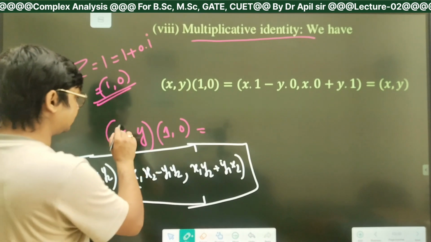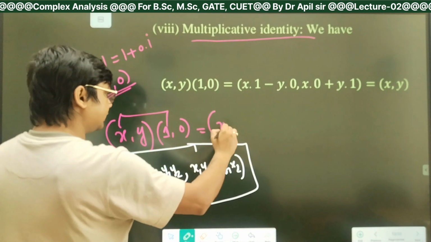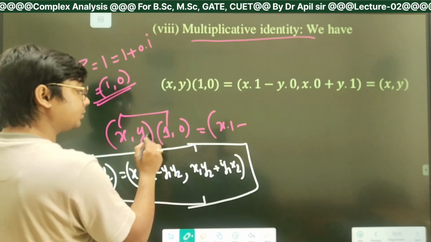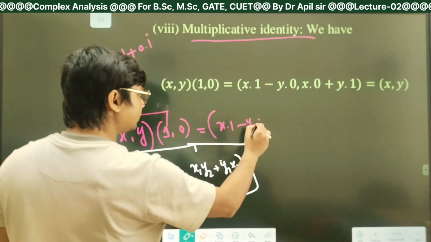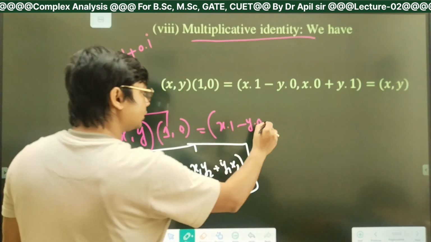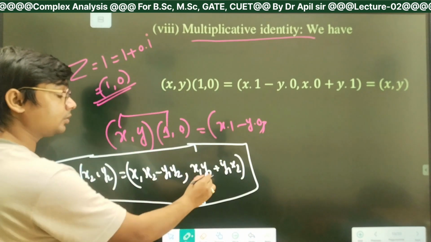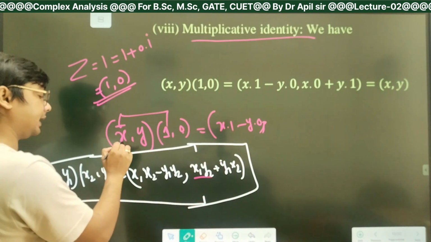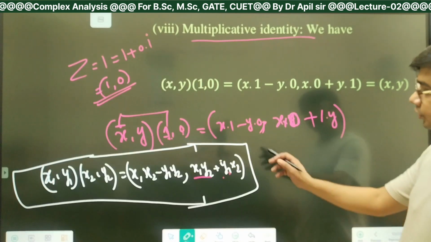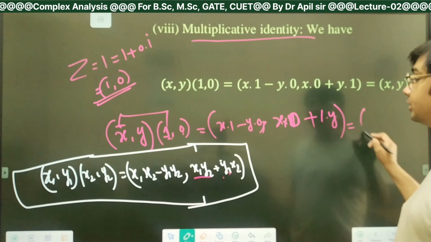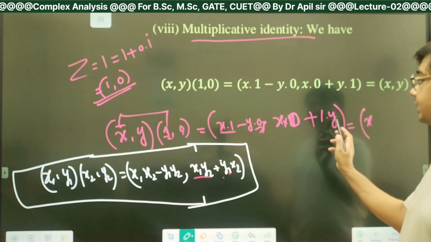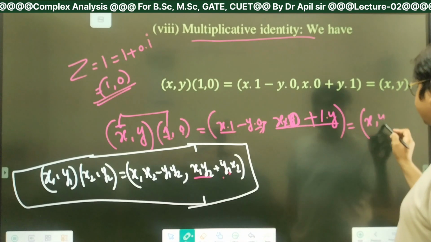So x1 x2, that means x into 1, minus y1 y2, where y2 is 0, so minus y into 0, right? Okay, comma, then x1 y2 plus y1 x2: x1 is x, y2 is 0, so 0, plus y. So the value will be x minus 0, that means x, and here 0 plus y, that means x comma y.